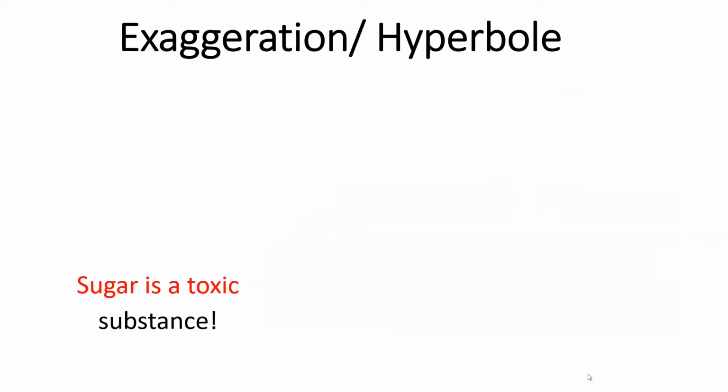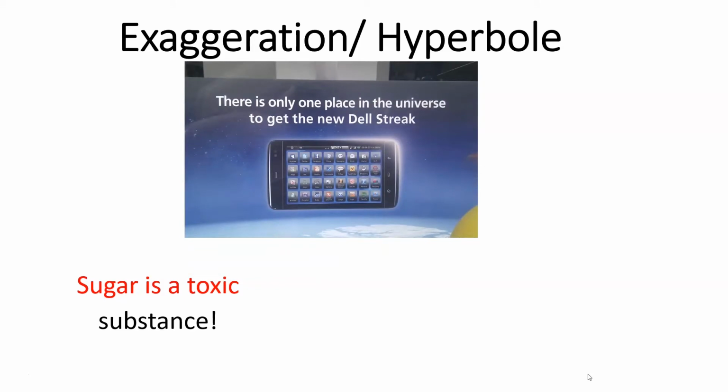Right, the next one, guys, is exaggeration, which you've already learnt about. For example, right, there is only one place in the universe to get the new Dell streak. Now, that is obviously an exaggeration, because here, the writer is emphasizing and obviously wants to secure a huge space in the market for this particular device, which is a Dell device, okay? And therefore, he says there is only one place in the universe, okay? And that would be an example of exaggeration. It has a hyperbolic effect.